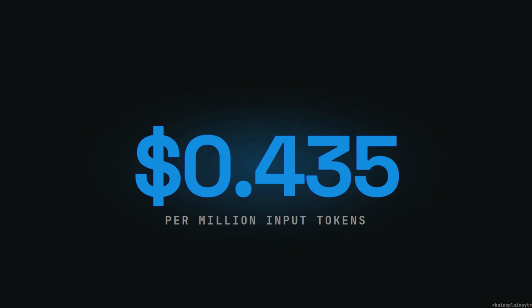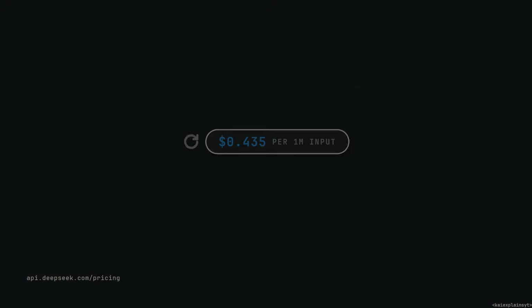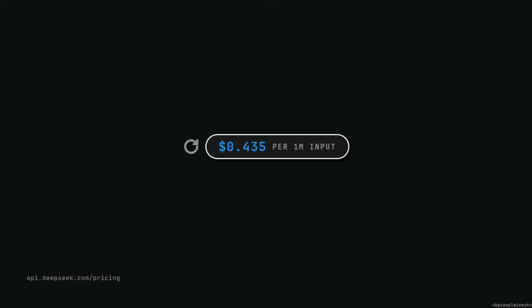$0.435 per million input tokens. That is for a 1.6 trillion parameter model running a native 1 million token context. The first time I saw it, I refreshed the page.